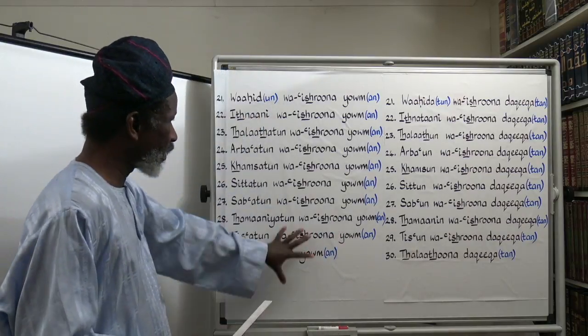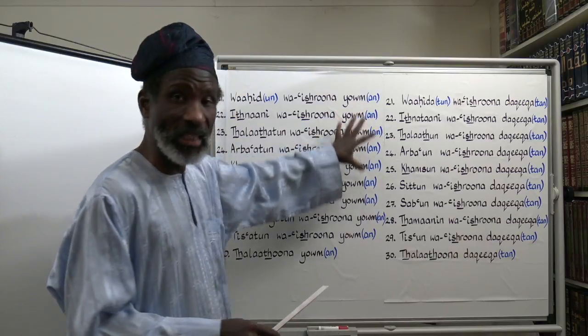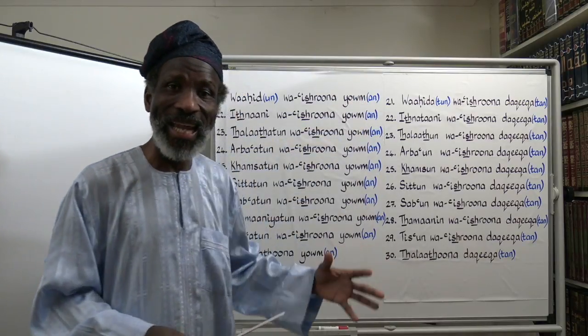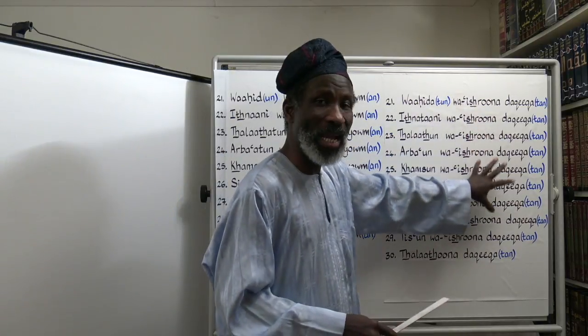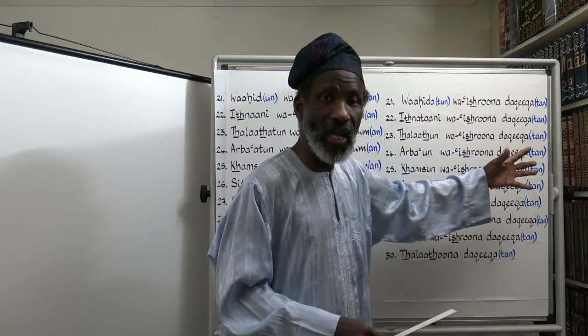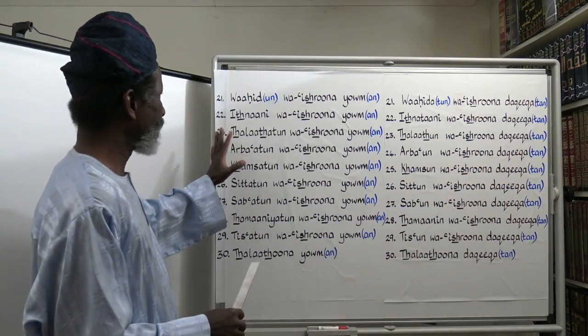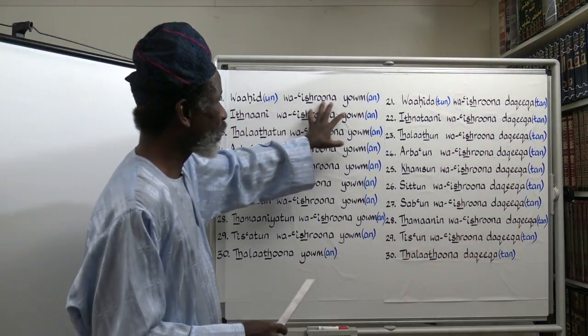So in this section we are counting something which is male, masculine. Yawman, that's a day. Day is masculine in Arabic. In this section we are counting minutes. Minutes in Arabic is feminine. So let's do that now. So 21, واحد وعشرون يوما.